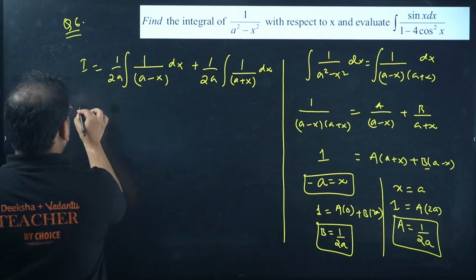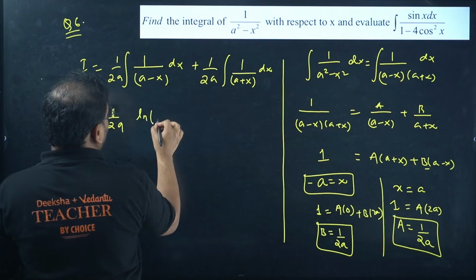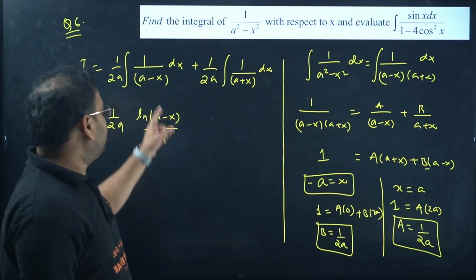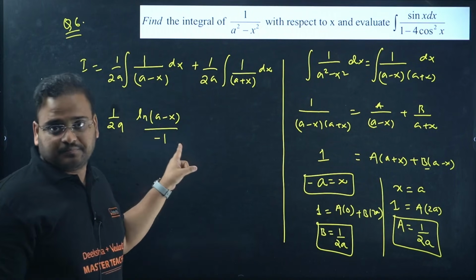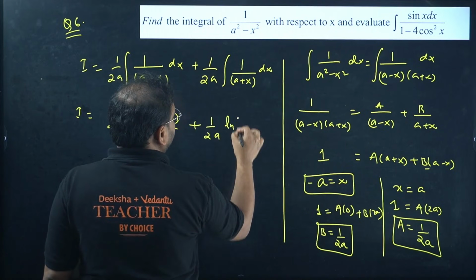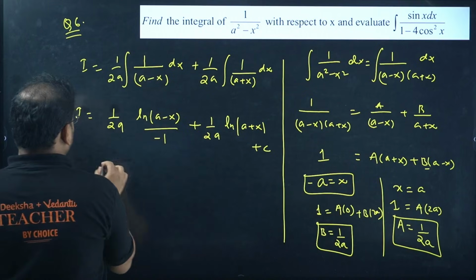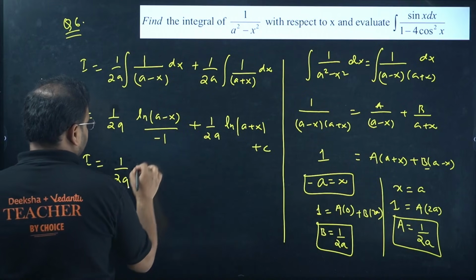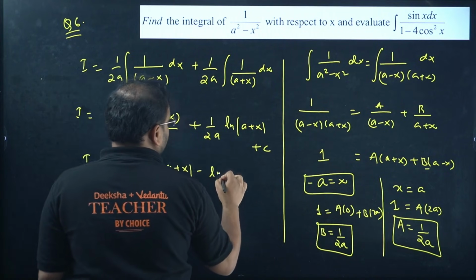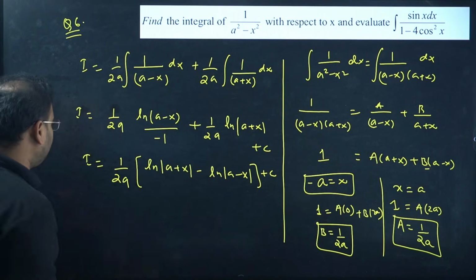Now if you integrate this, you'll have the integration I as, check here, 1 by 2a is a constant. This becomes ln of a minus x divided by minus 1, because you have to see the coefficient of x. Here the coefficient of x is minus 1, so you divide by minus 1. You know that, right? And in this case again, 1 by 2a ln of simply a plus x, and of course the constant c will be there. Take this 1 by 2a common outside. What you have is, I'll write the positive side first, ln of a plus x minus ln of a minus x plus c. So my answer is clear now.